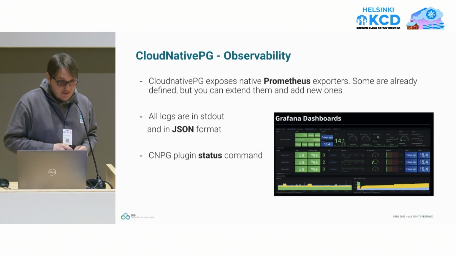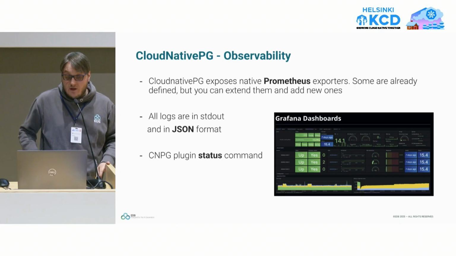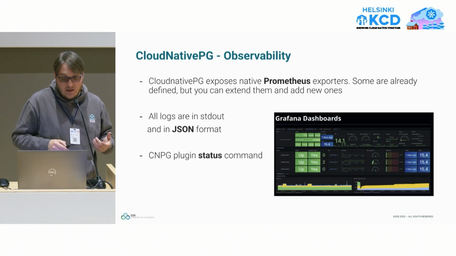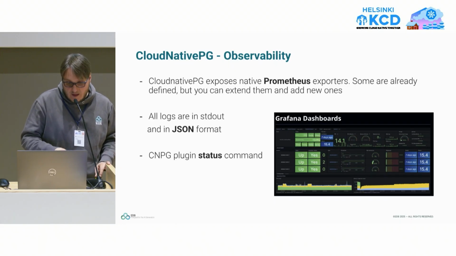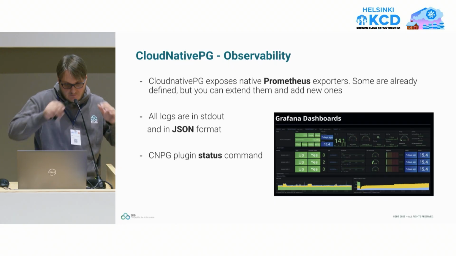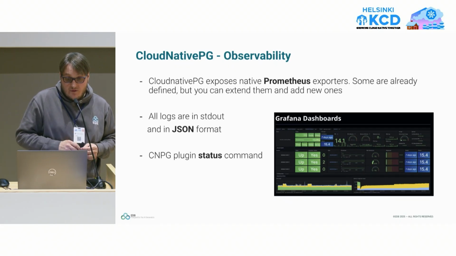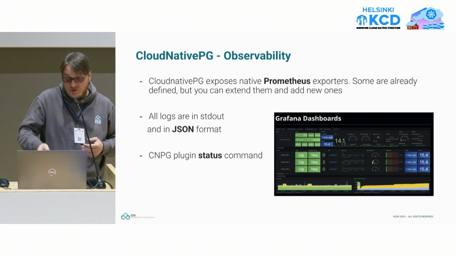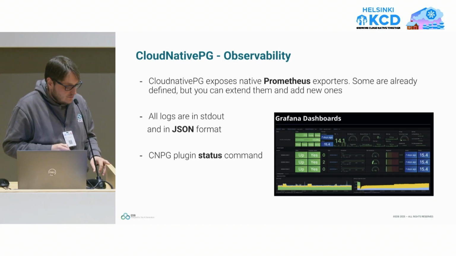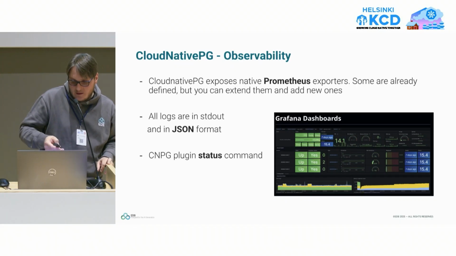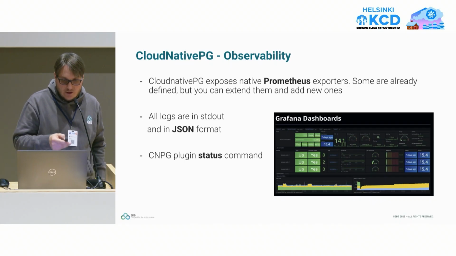Observability is something very important. All the logs are in JSON format. We also offer a plugin for kubectl, with which you can gather some more info. I will show you in the demo this status command, gathering some data about your cluster. And also you have the Prometheus exporter, so you can attach a Grafana dashboard like this one. You have this also in a repo beside the main one. In the CloudNativePG project, there is also the Grafana dashboard.